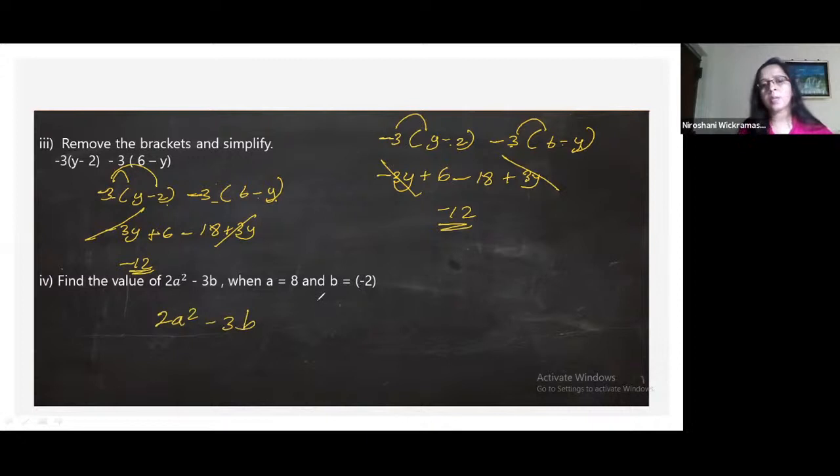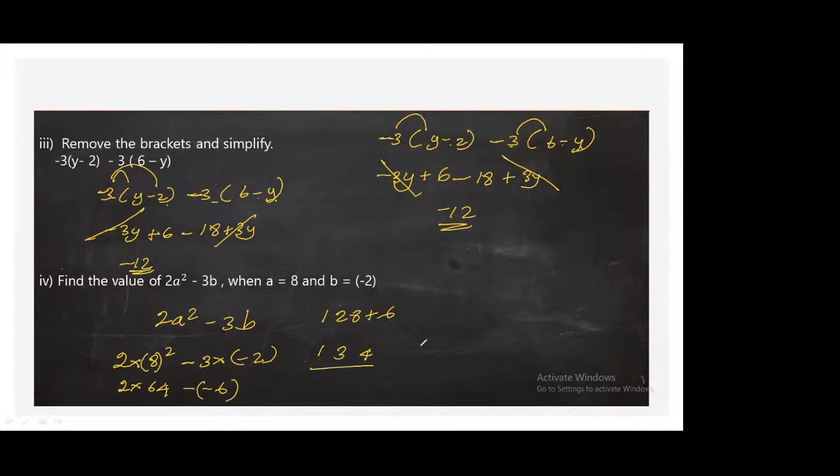Now substitute the value. Substitute means assign the value of the given letter instead of the letter. 2 into 8 squared, a is 8. 8 squared minus 3 into minus 2. 2 into 8 squared is 64, minus 3 times minus 2, plus 6. 2 times 64, 128, plus 6, 134. Answer is 134.